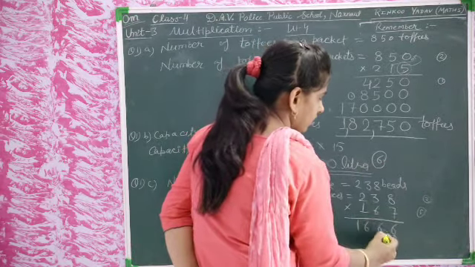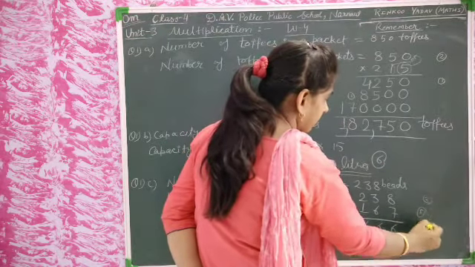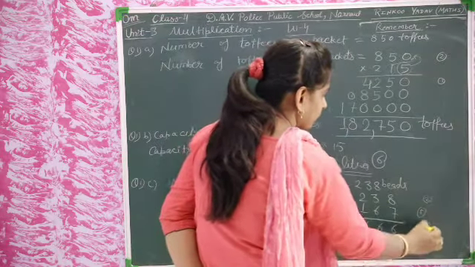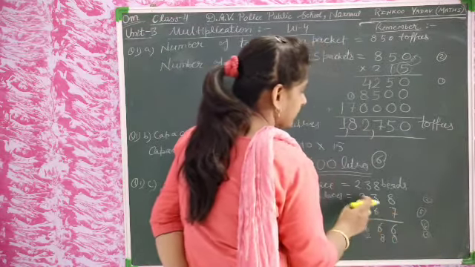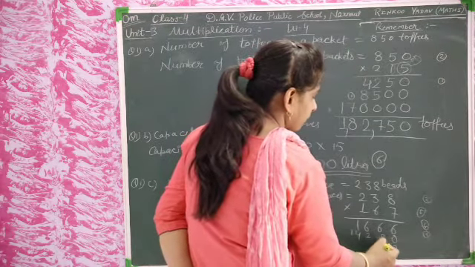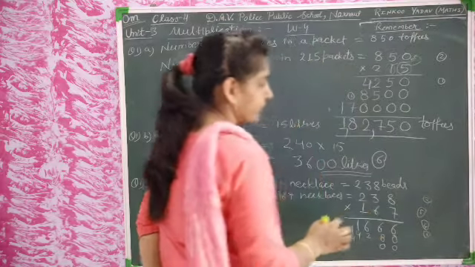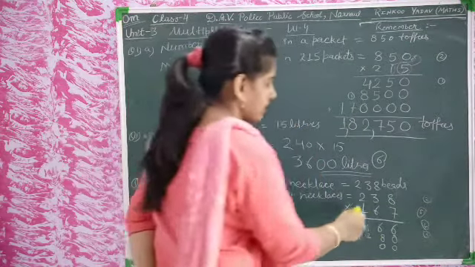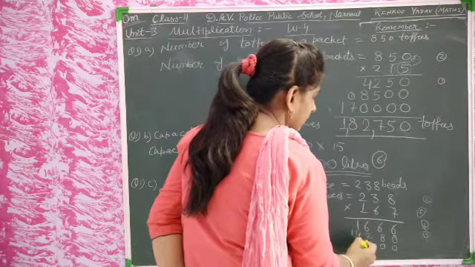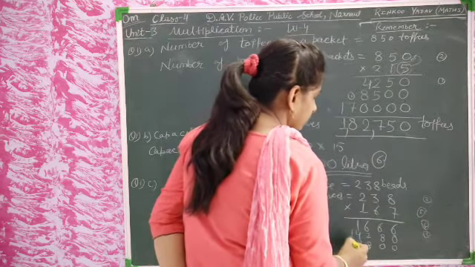6 eights 48, 4 is carrying there. 6 threes 18, 18 plus 4 is 22, 2 is carrying there. 6 twos 12 plus 2, that is 14 here. Now we have to place 2 zeros because we have to multiply the hundreds place. 1 eight is 8 there, 1 three is 3 there, 1 two is 2 there.